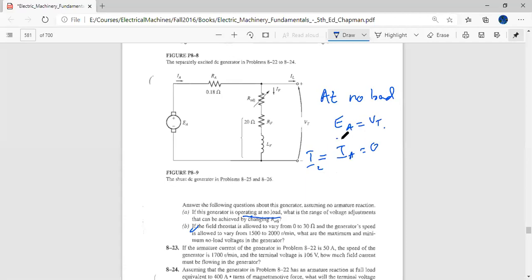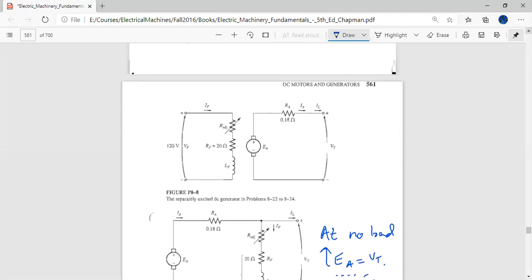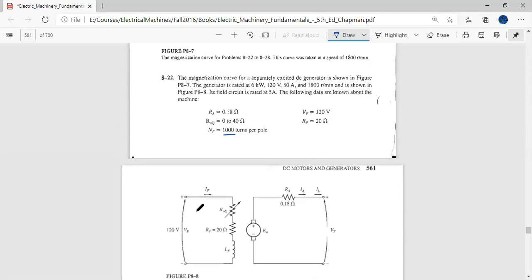Okay, so this condition is only true at no load. So you can say, okay, at no load, that means EA is equal to VT. What is the range of the voltage adjustment that can be achieved by changing R adjustable? So this is very good. The generator is no load for the whole part of this, and R adjustable can be varied from 0 to 40 volts. So that means if R adjustable is 0, there will be a particular value of IF.